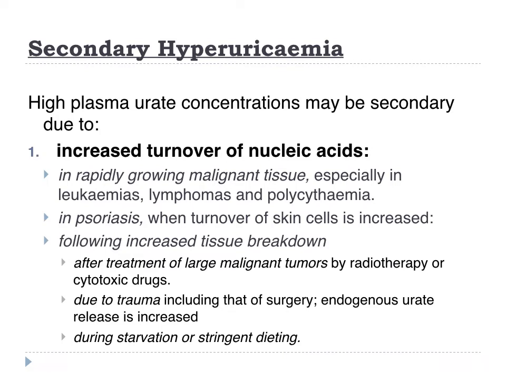As we said, rapidly growing malignant tissue, especially in leukemias, lymphomas, polycythemia, psoriasis when turnover of skin cells is increased, following increased tissue breakdown after treatment of large malignant tumors by radiotherapy or cytotoxic drugs, due to trauma, surgery, endogenous urate release is increased, and during starvation.